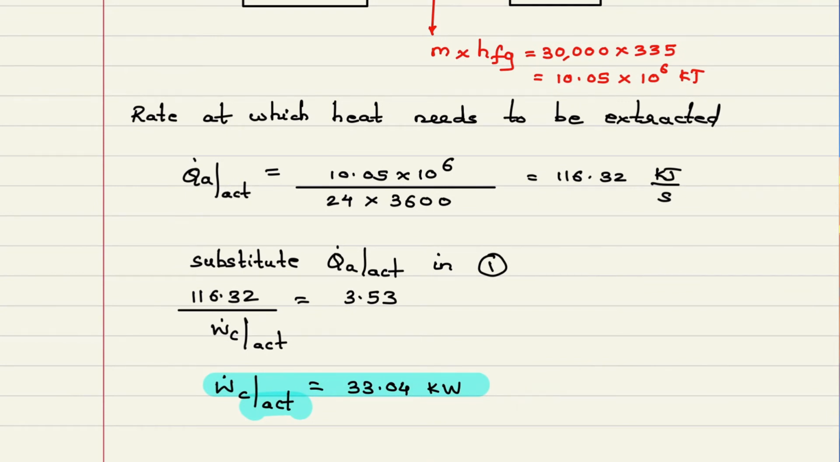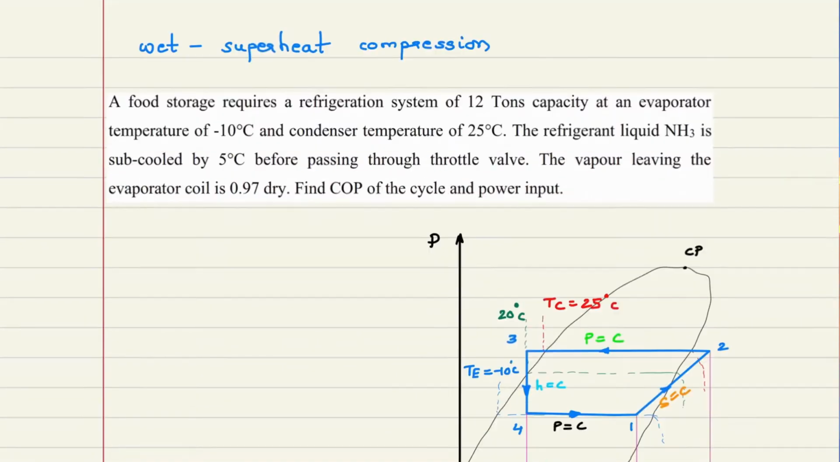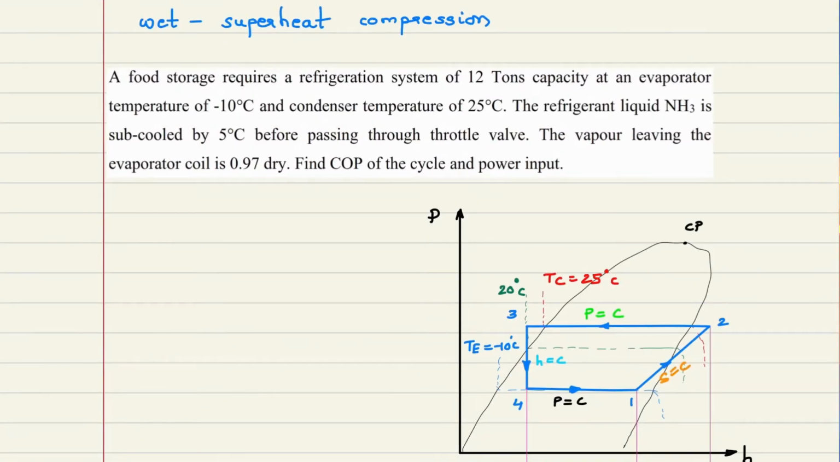Okay, now one more question we will see. This is the case of wet superheat compression. You can see the pH diagram here. Point 1 is in the wet region, so wet, and point 2 is in the superheated region, so wet superheat compression.